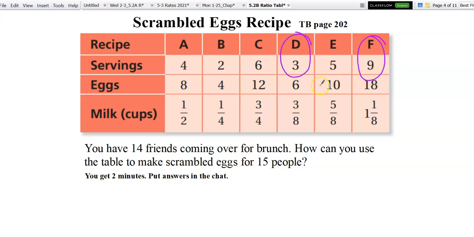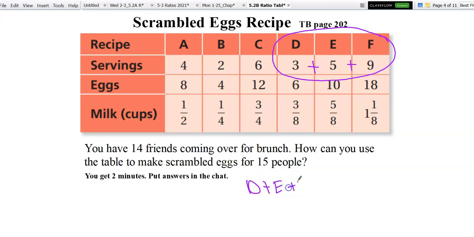So what if I did, clear this, okay, so how about, maybe this overcomplicates things, but what if I did this? What if I did the D plus the E plus the F, right? So now I have 3 plus 5 is 8 plus 9 is 17, which is really 2 more than I needed. So here's the thought.